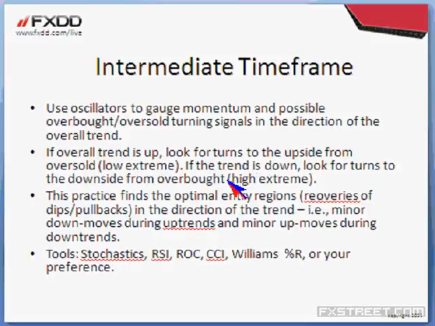I'm looking for the stochastics to cross up above the 20 area. This is if there's an uptrend on the long-term chart. Now, if the trend is down on the long-term chart, I'm looking for turns to the downside from overbought. I'm looking for a turn down from 80, a cross below 80 from the high extreme, okay?